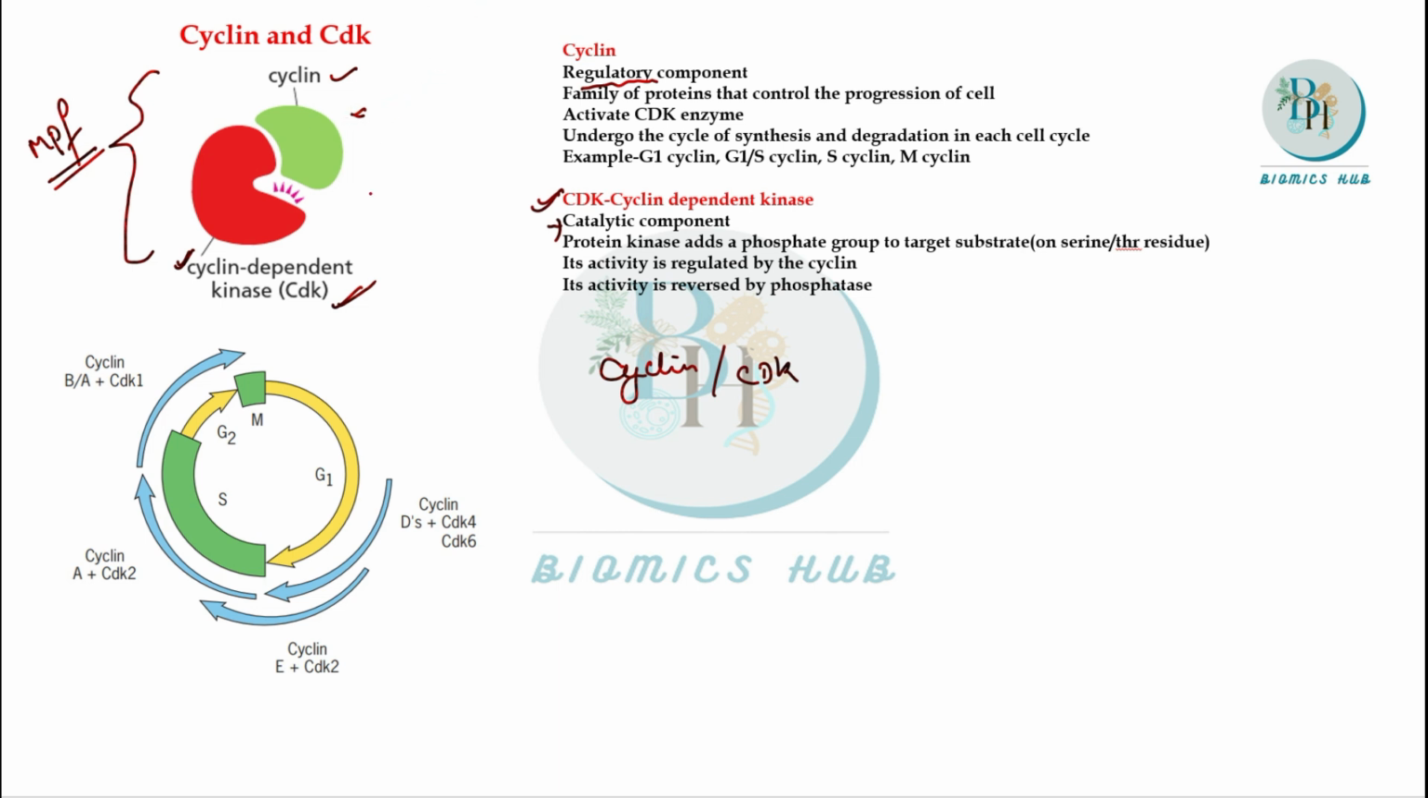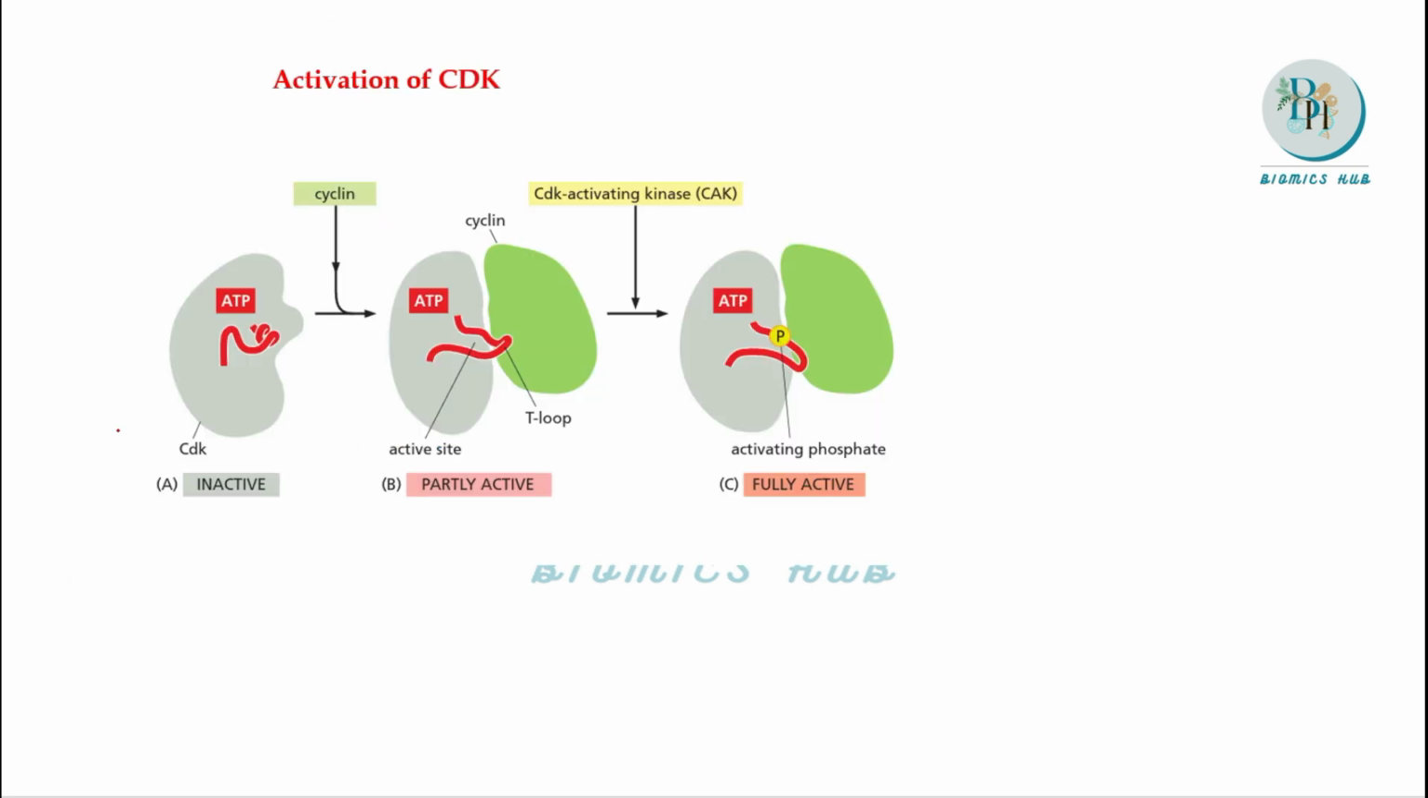So let us see how this CDK is activated. Initially, it is in the inactive form. So this is an inactive CDK. The CDK has a T loop, and the T loop is arranged in such a way that it is not showing its activating site. But when the cyclin enters, or when it is combined with the cyclin, it shows some conformational changes, and the active site is now exposed.